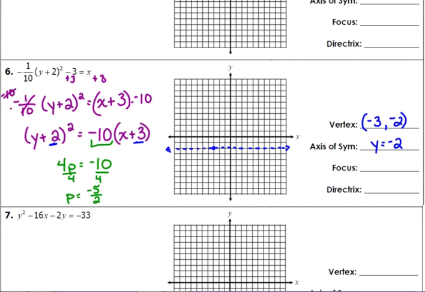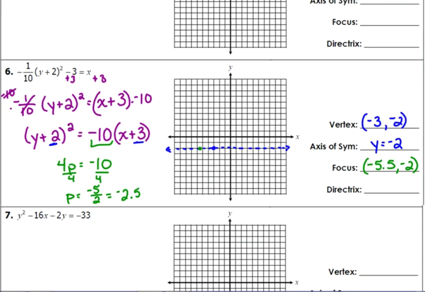So we're going to add this to our x. And let's see here, it's negative, so we're going left. So that's going to put us at -5/2, which is -2.5. So if we go left 2.5 units, that's going to put us at -5.5, -2 for our focus.